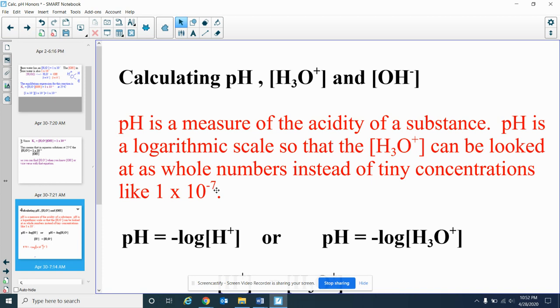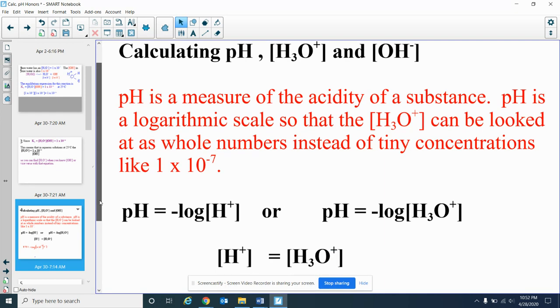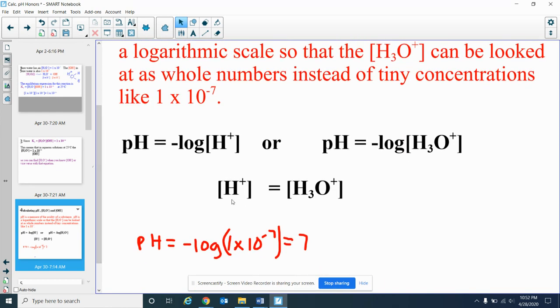So if you remember log, like base 10 log, it's the exponent of 10. And whoever came up with this scale decided that they wanted those numbers to be positive. So they put a negative sign in the equation so that when you take minus the log of the H plus or H3O plus concentration, you will most of the time get a positive number. So we will look at some examples of that. Okay, and once again, H3O plus and H plus are the same thing.